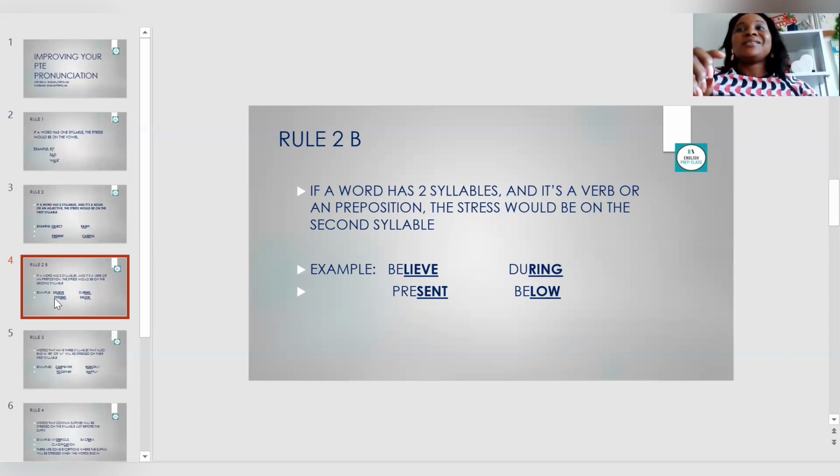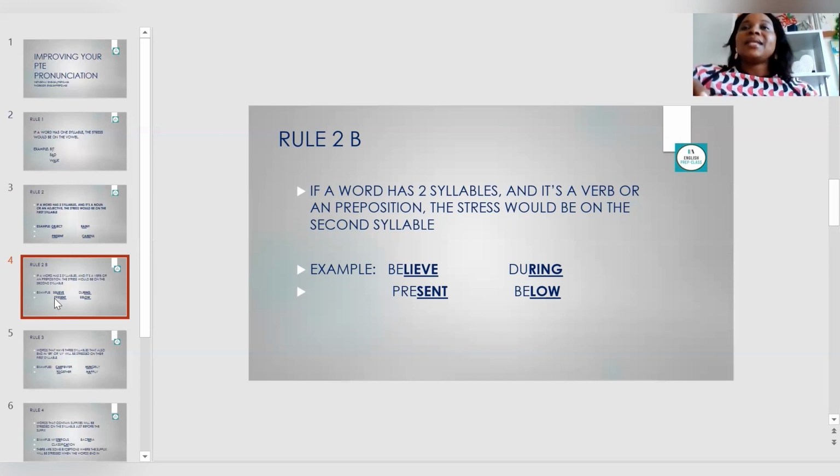Now, this is another one. I say it's rule 2B, because we're still talking about two syllables. But here, if the word is a verb or a preposition, the stress will be on the second syllable. The other one says if the word is a noun, it will be on the first syllable. This one is saying that if the word is a verb or a preposition, then we will have the stress on the second syllable, where you will need to add more energy to the word. That's what I mean by stress.